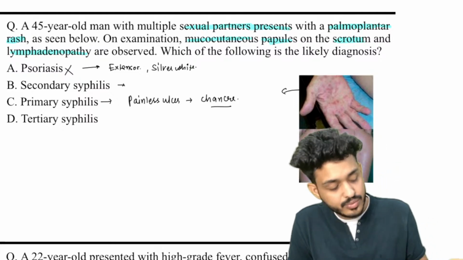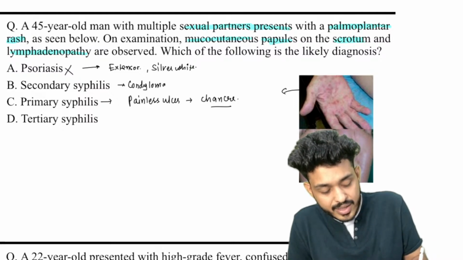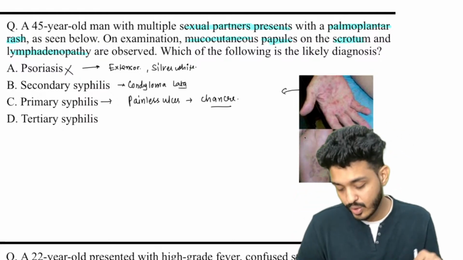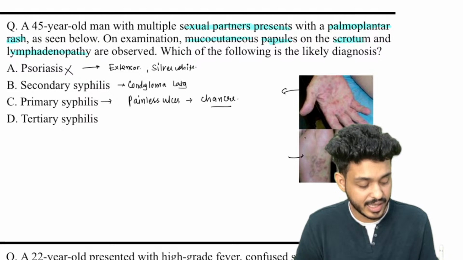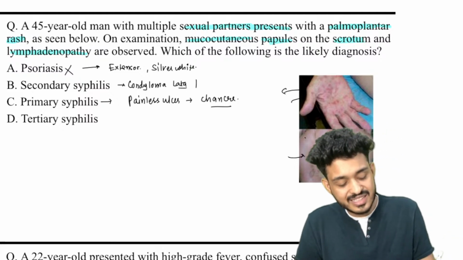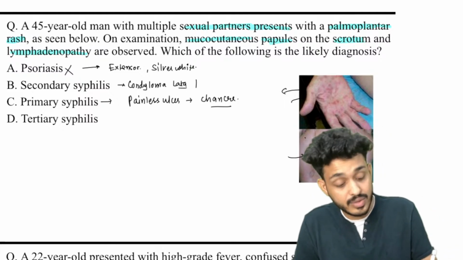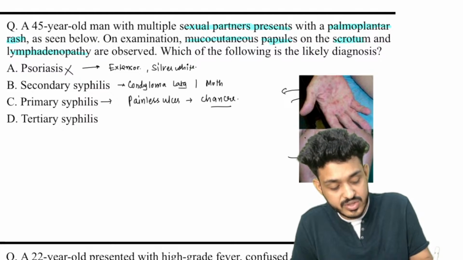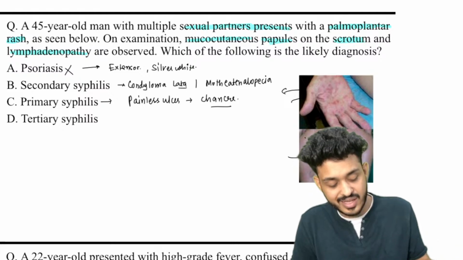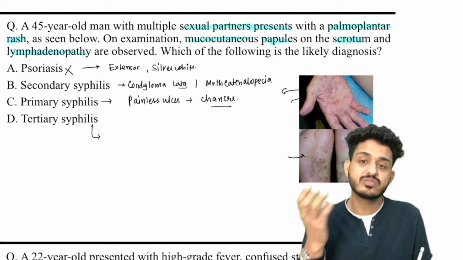In secondary syphilis, you will have a thing known as condyloma lata. Condyloma lata. That is your condyloma lata. You are appreciating here these rashes present on your palms and soles. Apart from that, what would be another manifestation in secondary syphilis? You will have moth-eaten alopecia, right?